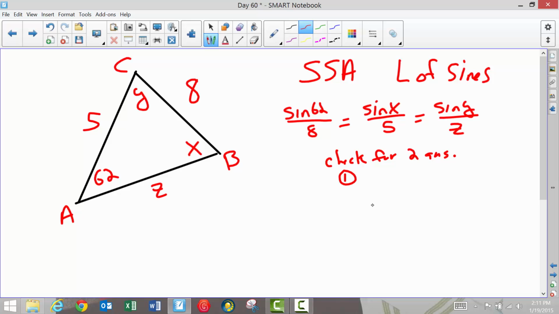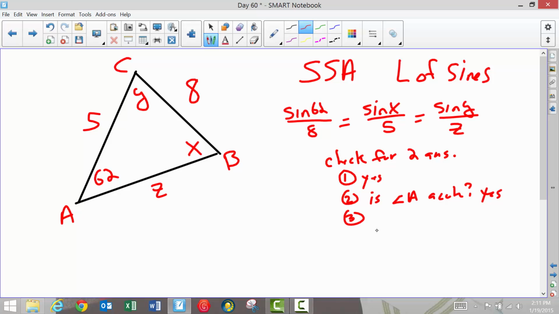The first thing I have to do: do I have angle A and the side opposite of angle A? Yes. And do I have side B? Yes. So the first thing is yes. The second thing I need to check is, is angle A acute? Yes, it is. Angle A is 62, less than 90, it's acute.